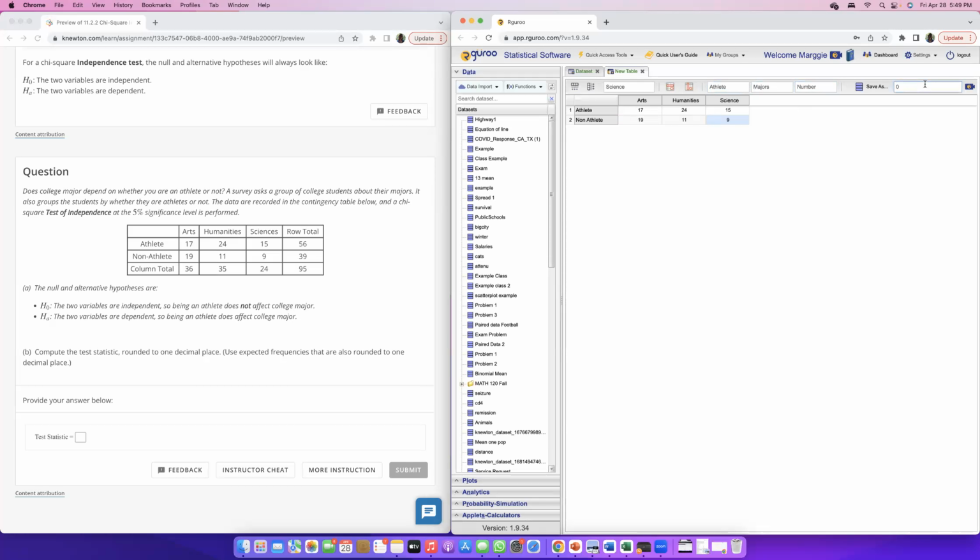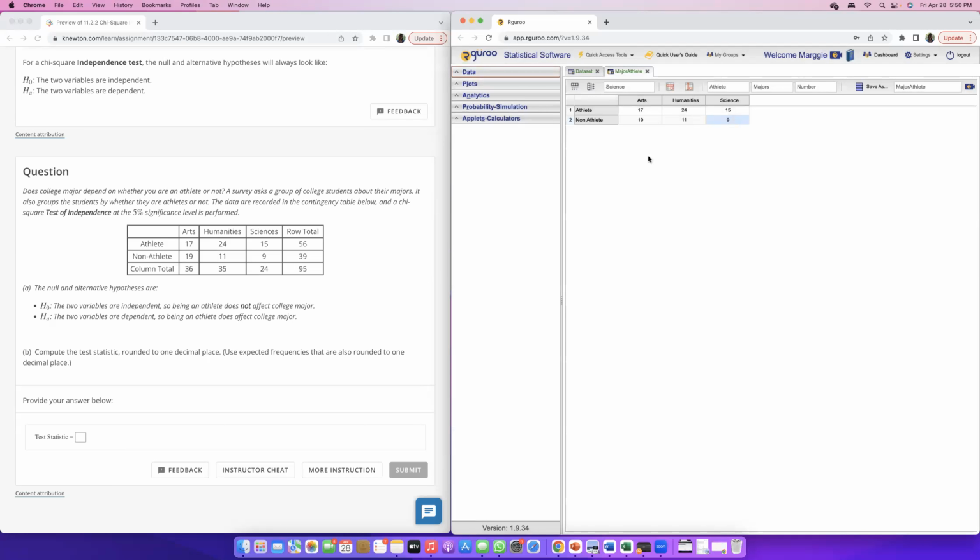We need to save this. I'm going to save this as major athlete, just to have an idea of what my data set is when I am working on this. So the data set major athlete has been saved successfully. Again, when you are going to do this, you go to data, you go to data input, and you go to create a new table.